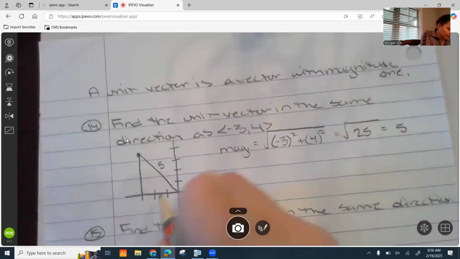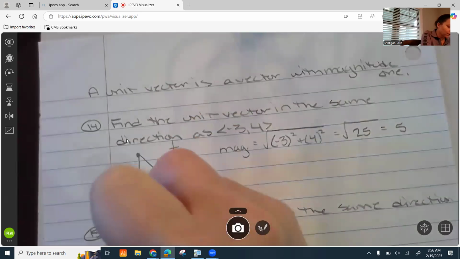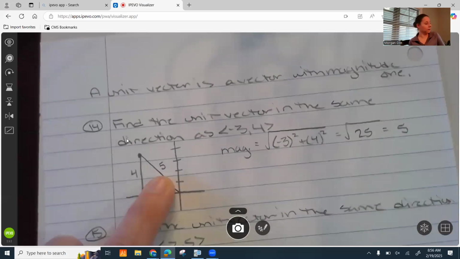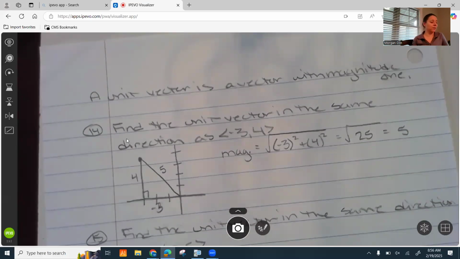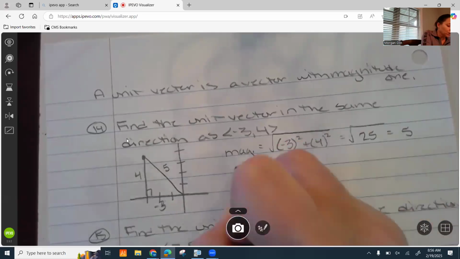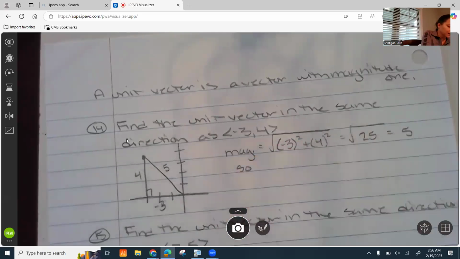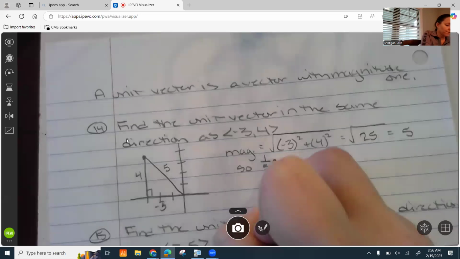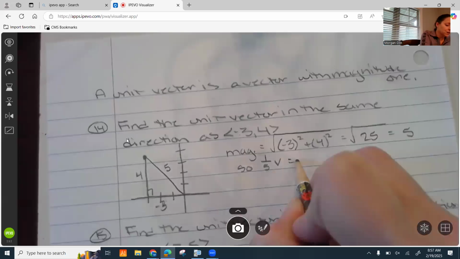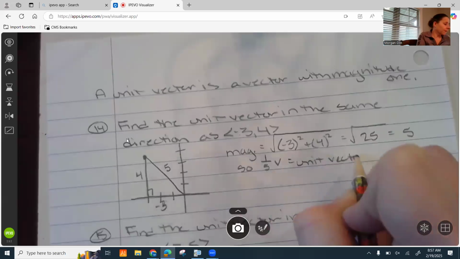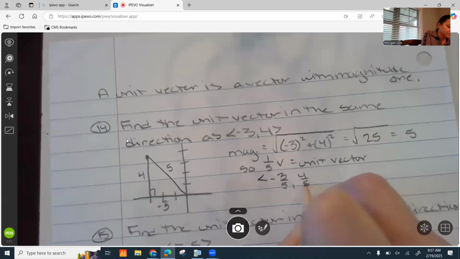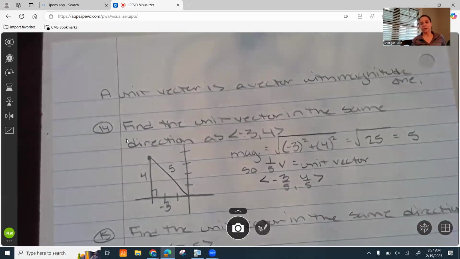This was 3, this is 4, and so forth. When we talk about a unit vector, the magnitude now needs to be 1. Now think about it. How can you get this to be 1? Well, you would divide by 5. So we would take this vector, we'll call that V, divide by 5 or multiply by 1/5, and that's going to give us the unit vector. So here it's going to be -3/5, 4/5. That is our unit vector.